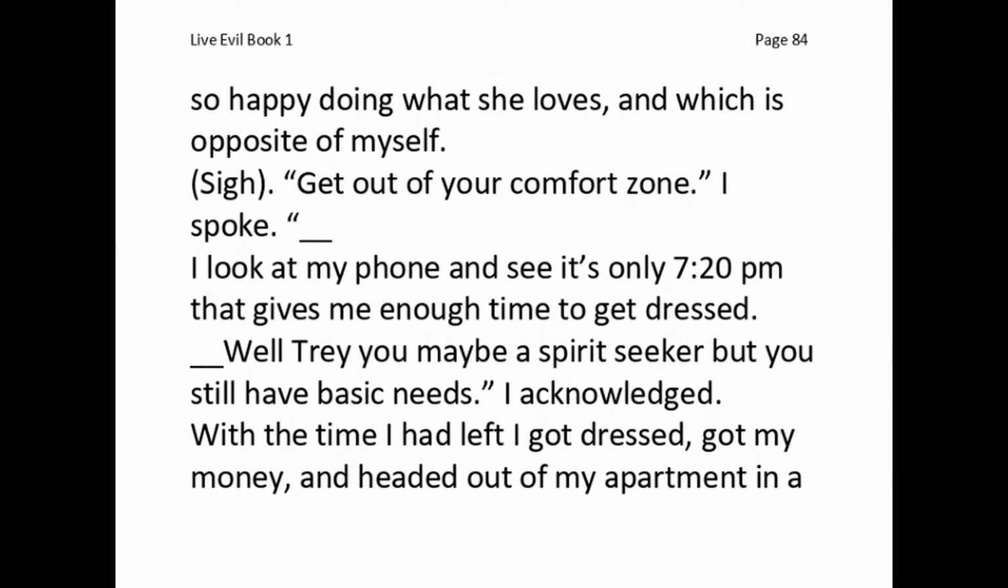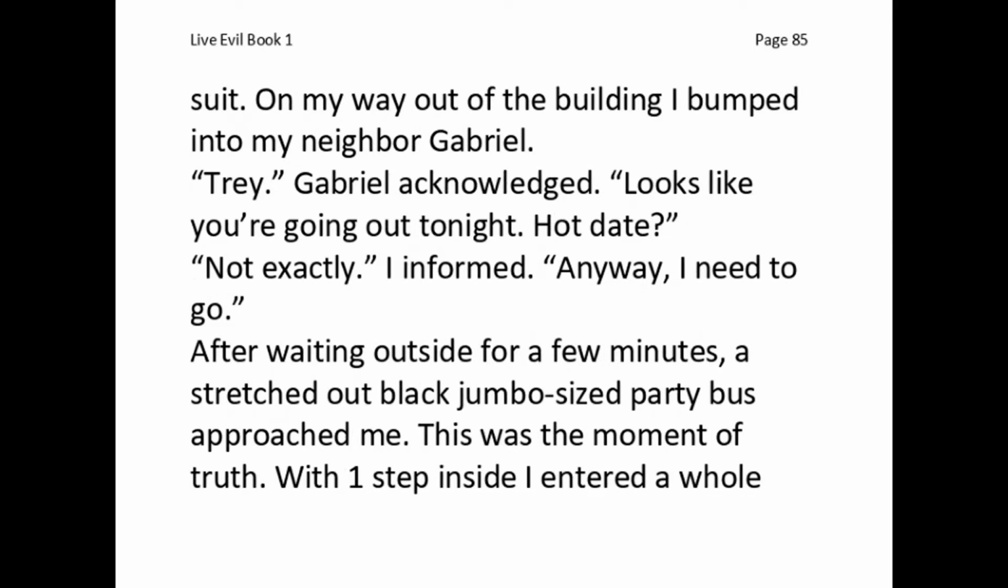Well, Trey, you may be a spirit seeker, but you still have basic needs, I acknowledged. With the time I had left, I got dressed, got my money, and headed out of my apartment in a suit. On my way out of the building, I bumped into my neighbor, Gabriel. Trey, Gabriel acknowledged. Looks like you're going out tonight. Hot date? Not exactly, I informed. Anyway, I need to go.